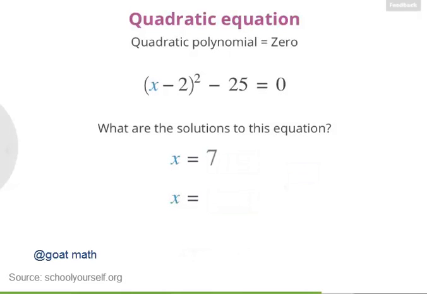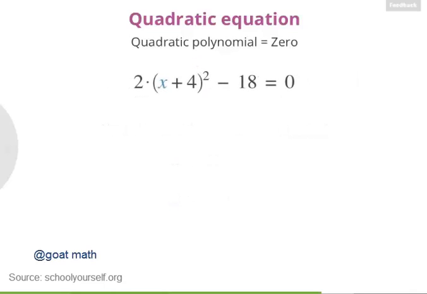Excellent work! So x can equal 7 or -3. Sure enough, if you try plugging both of these numbers back into the original equation, they both work. 7 minus 2 is 5, and 5 squared equals 25, so the left side equals 0. And -3 minus 2 is -5, and squaring that also gives you 25.